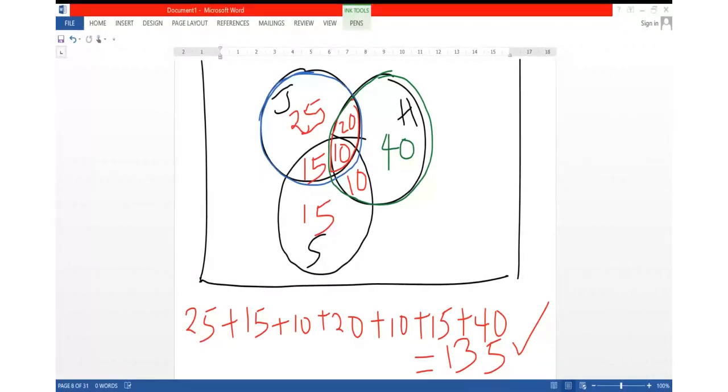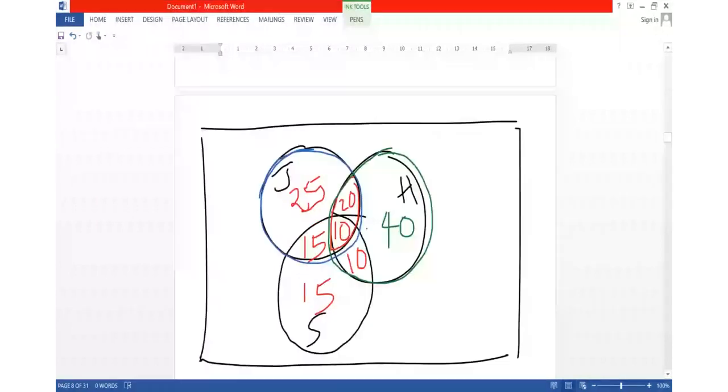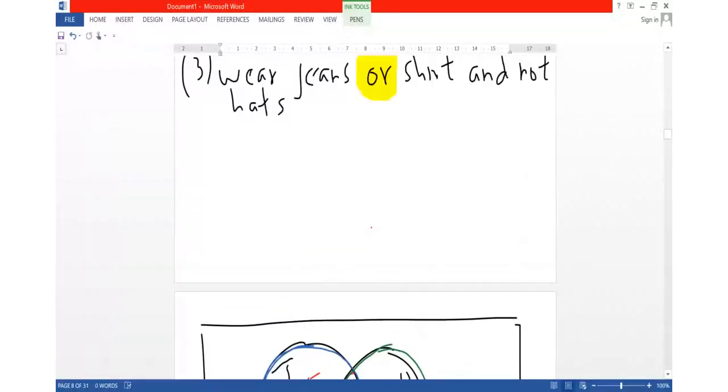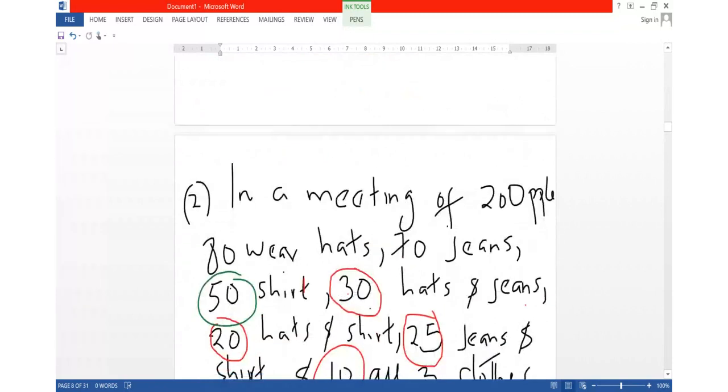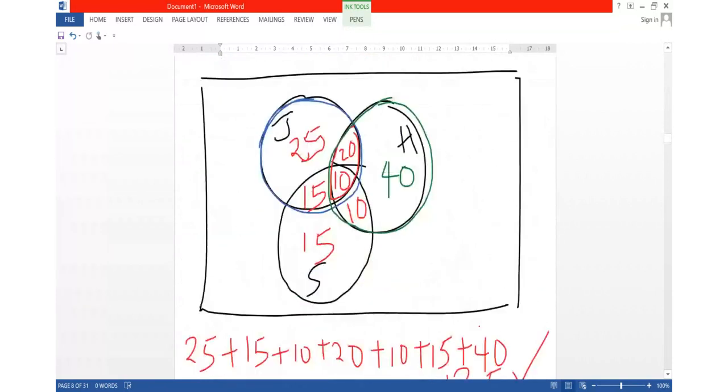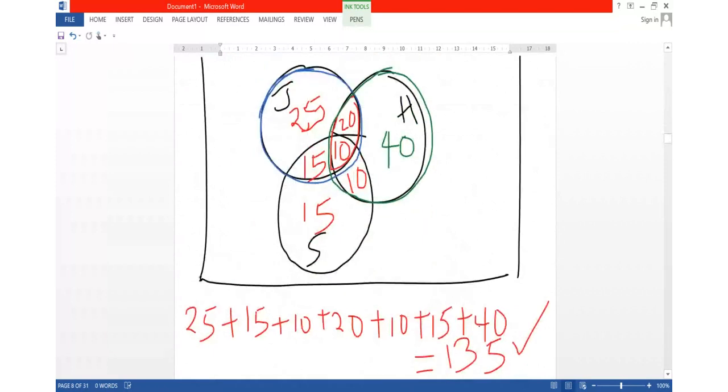So now we ask ourselves how many people you are given. We go up. We were given around how many? 200 people. So 200 people, and when you come to the addition, you're getting 135. So there's a number that is remaining. The number that is remaining, you normally put it here outside. And when you subtract, is it 65? You're getting 65. 65 are not wearing any of the 3.